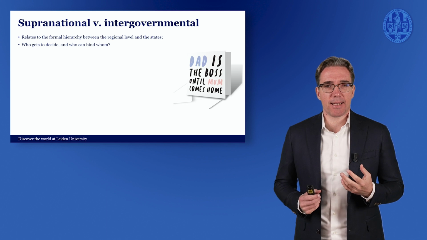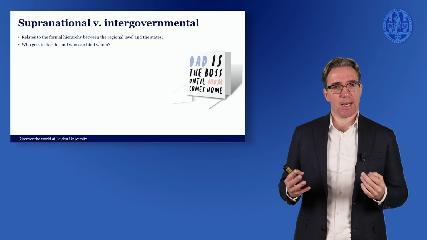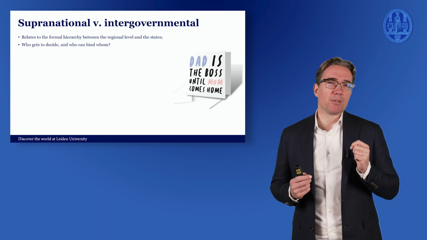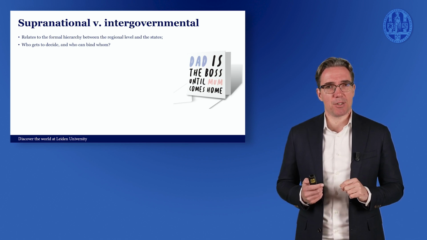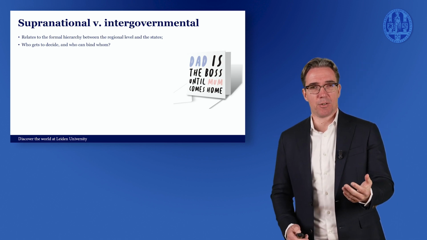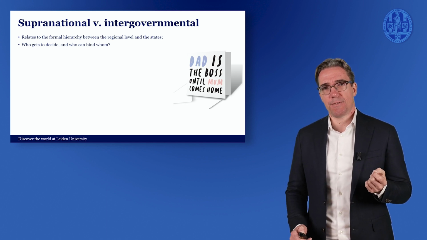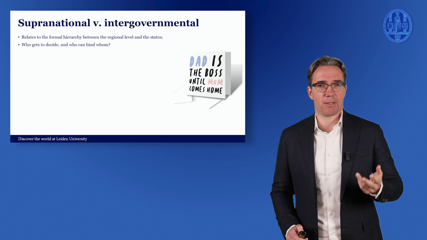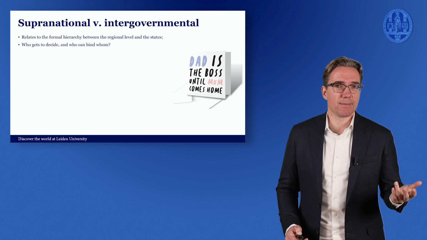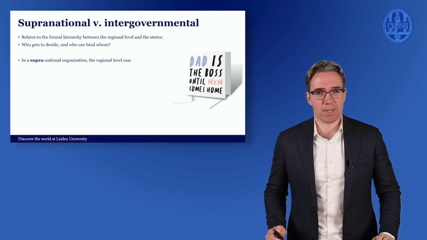Now, the concepts relate again to the formal hierarchy between the regional level and the states and the type and kind of power you delegate. It also refers to who gets to decide. If a decision has to be taken, will it be taken by the member states, by an independent regional body, by a mix? And what is the effect of a rule? If ASEAN or Mercosur decides something, are you bound? What happens if you don't listen? Those types of questions all affect supranational versus intergovernmental nature of an organization.